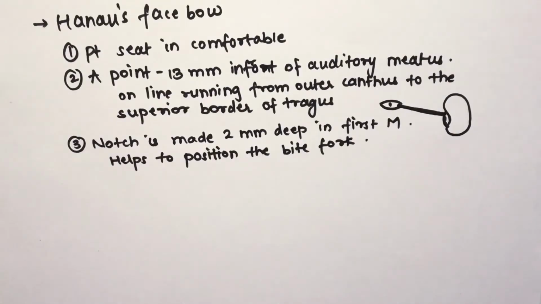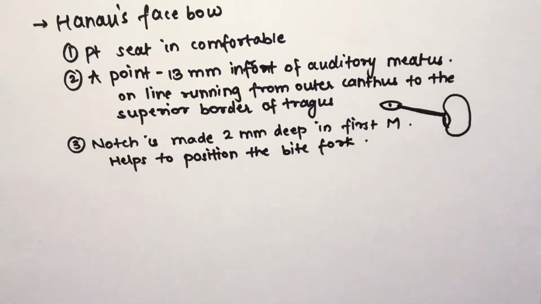Recording the orientation jaw relation with the help of this Hanau face bow. The first point is that the patient is asked to sit in a comfortable position, and the head of the patient is upright and rested on the headrest.